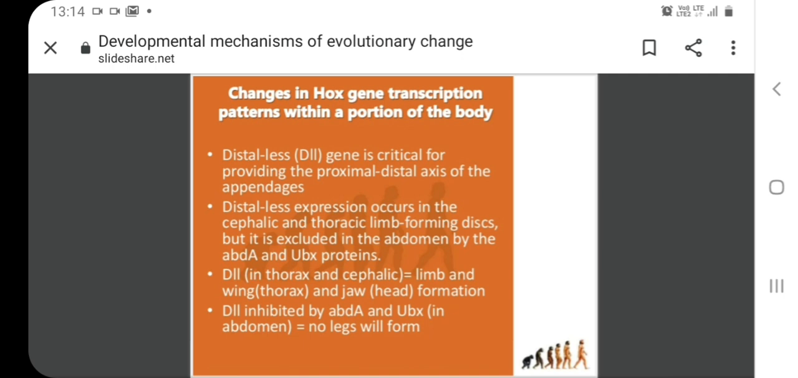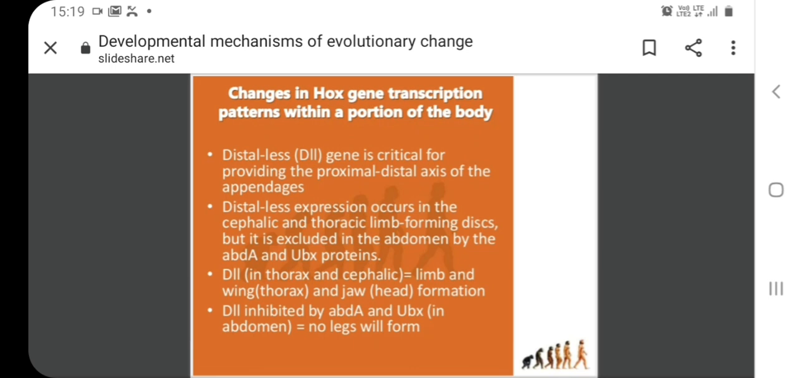In arthropods, I have already told you that insects have three pairs of legs. Its larval stage may have a number of legs. Like the butterfly has got three pairs of legs, two pairs of wings, but the larva of the butterfly, that is the caterpillar, has several legs. Among the arthropods, differences in limb morphology may be caused by Hox gene expression differences.